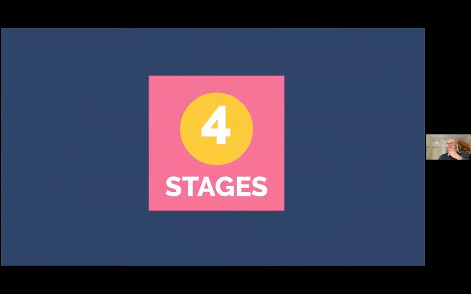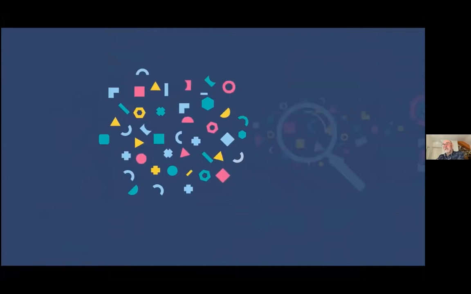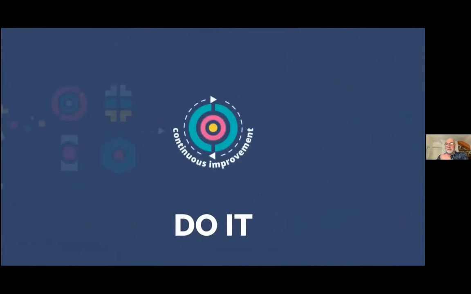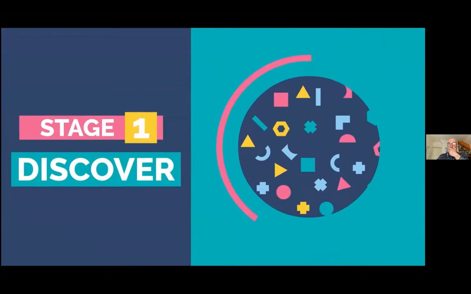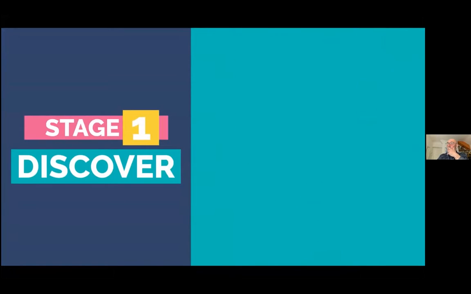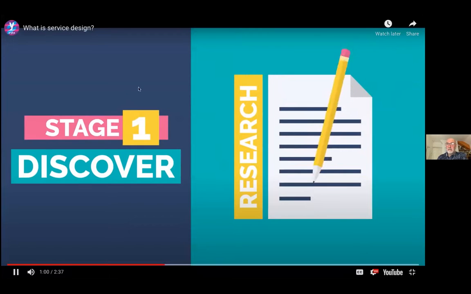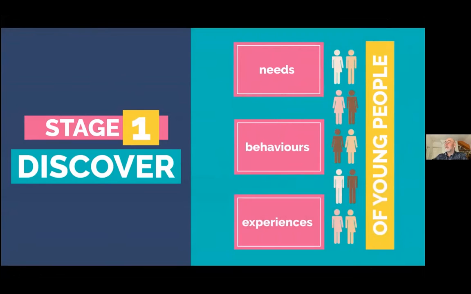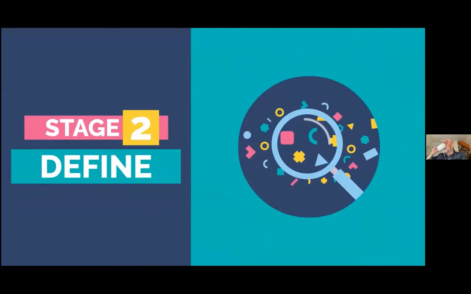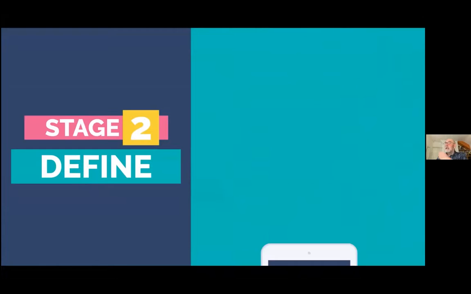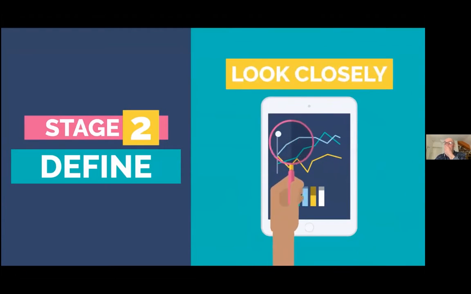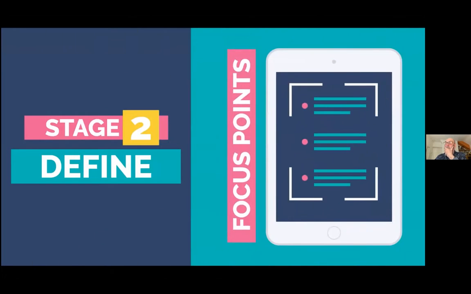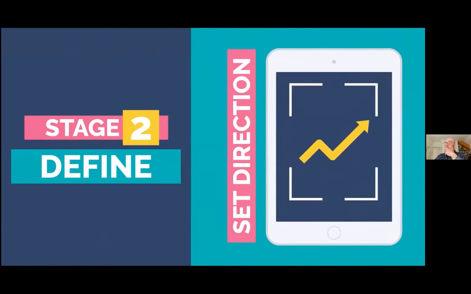The process we're using has 4 stages: discover, define, develop, and do it. At the first phase of the process, you'll conduct a piece of research with the aim to fully understand the needs, behaviours, and experiences of the young people you're designing for. During the define phase, you'll spend time analysing and looking closely at the information and insights you've gathered. You'll define the most important points to focus on and set the direction of your design challenge.